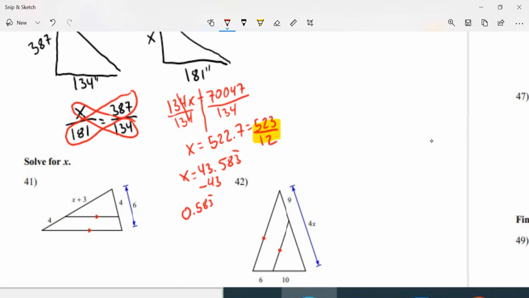Now, the decimal, let me multiply this by 12. And it says 7. So I'm ready for my answer. My answer would be 43 feet 7 inches.